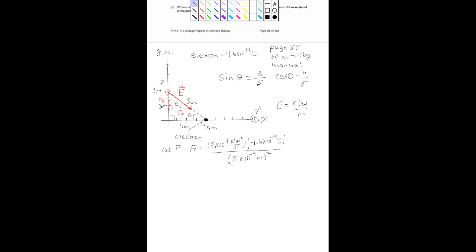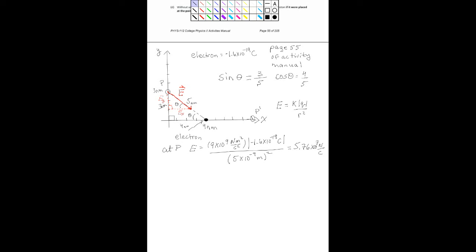Okay, so that is how we calculate the magnitude of the field. That gives you the length of that red vector that I drew. If you plug all that in your calculator, what you should find is that the magnitude of the electric field is 5.76 times 10 to the 7 newtons per coulomb. Okay, so that's the magnitude of the field.